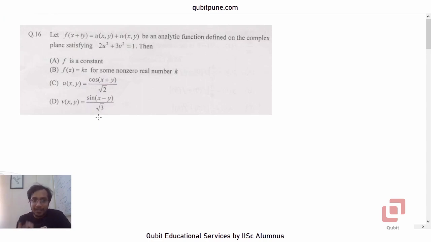Now we can solve this problem using the condition given there, 2u squared plus 3v squared equal to 1, and the Cauchy-Riemann equations. But I'm not going to do that. I'm going to look for a trivial solution, or look for a solution by imagining or guessing a function. So what I will do is I'll say let our function f of z be 0 plus i into 1 upon root 3 for all values of z.